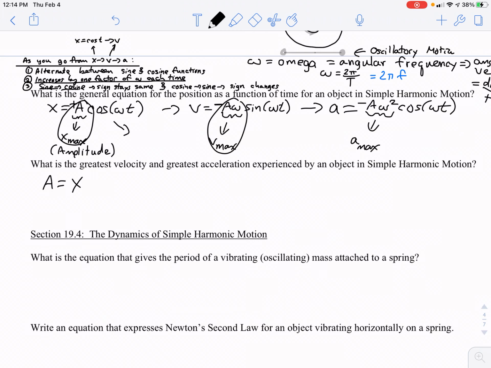Amplitude is x max. Let me write that the other way. X max is amplitude. V max is amplitude times omega. And a max is amplitude times omega squared. You're going to need these from time to time.